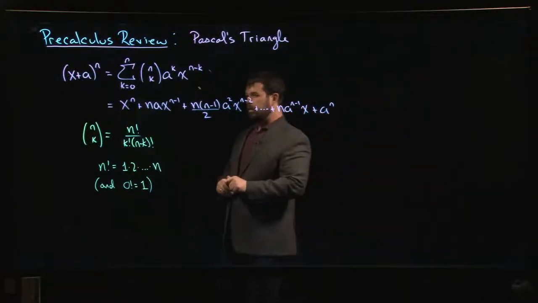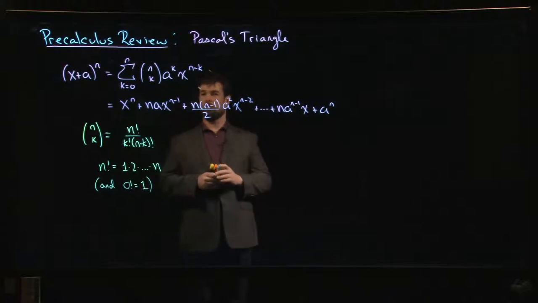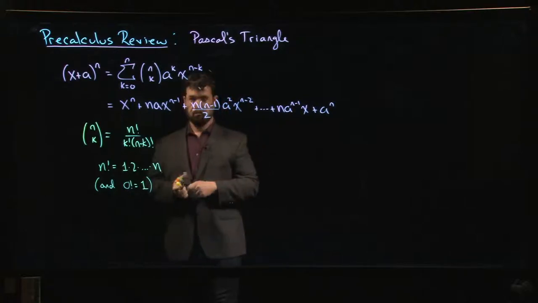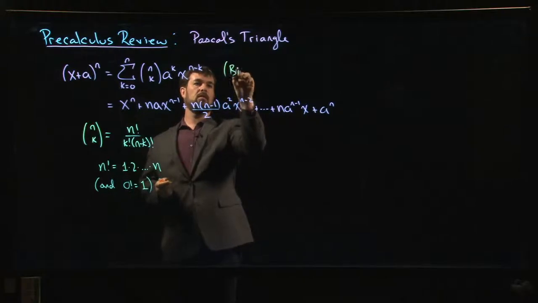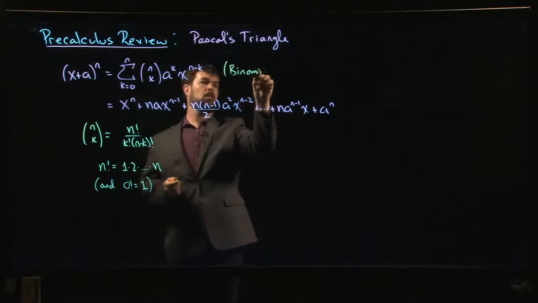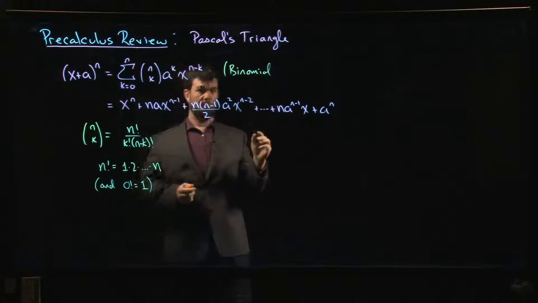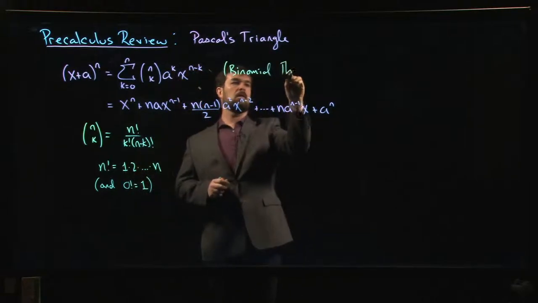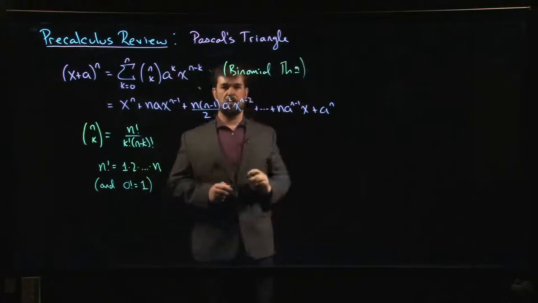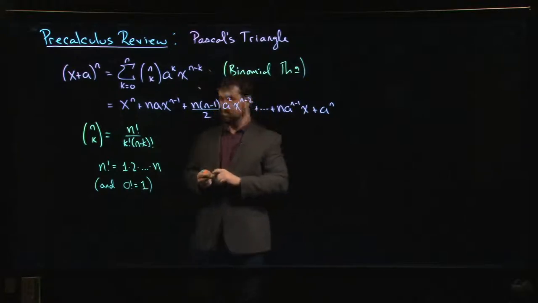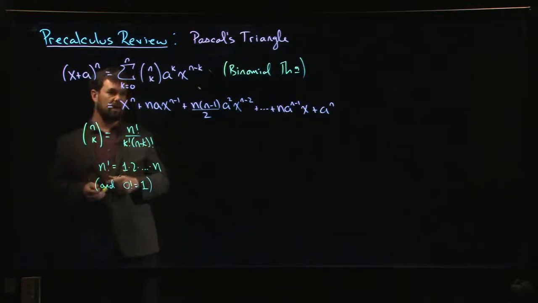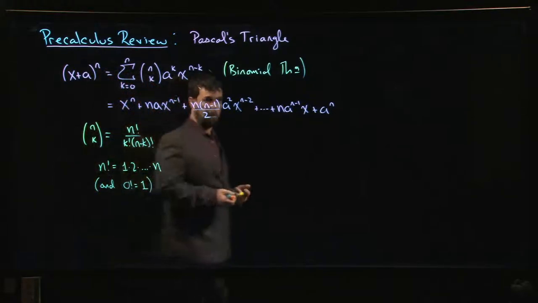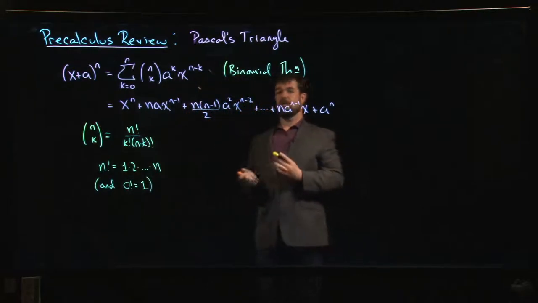All right, so in the last video, we mentioned this binomial formula, right? So this result here is called the binomial theorem, or the binomial formula, whichever you like. And it tells you how to multiply out powers of binomials, so things, let's say, of the form (x + a)^n. These show up fairly frequently in calculus, so it's nice to know how to do this.